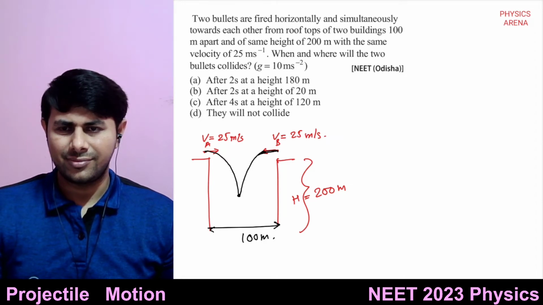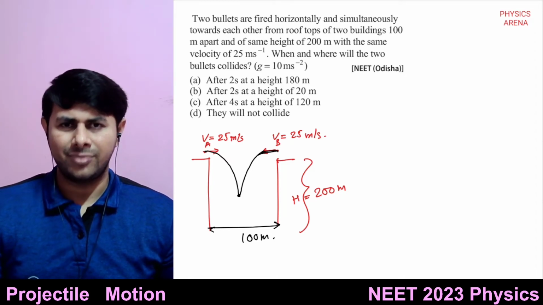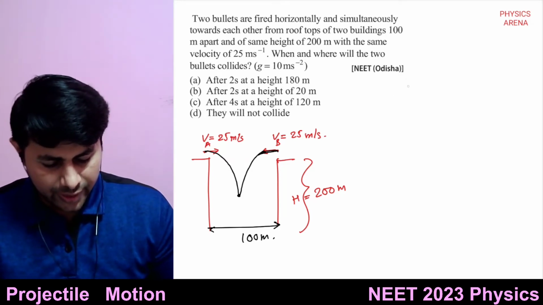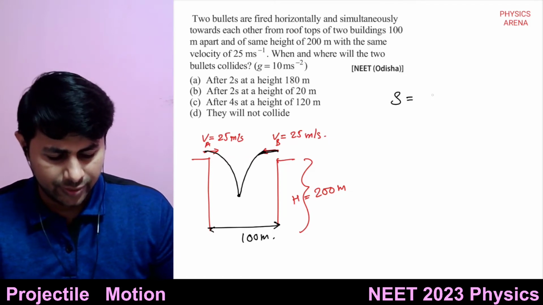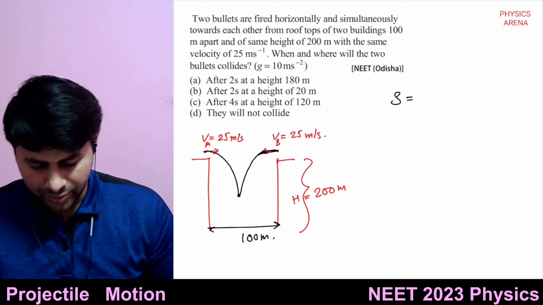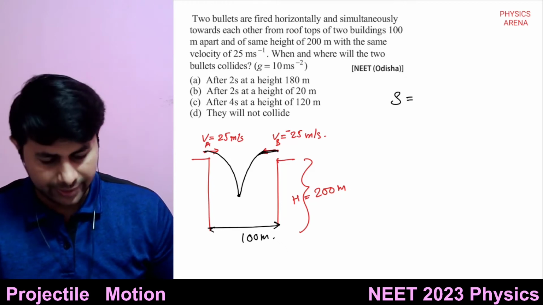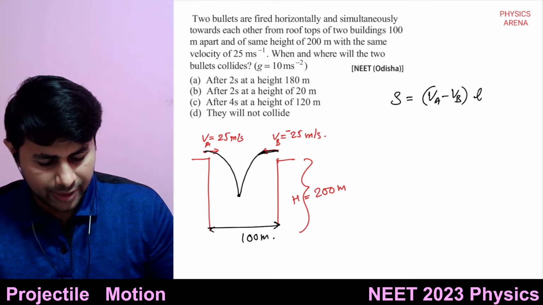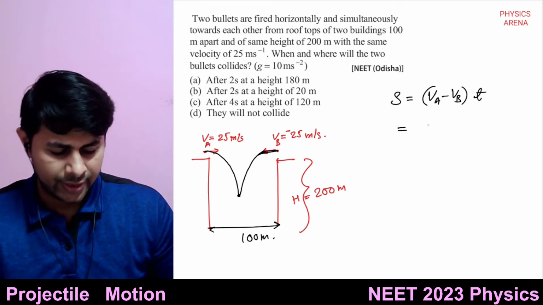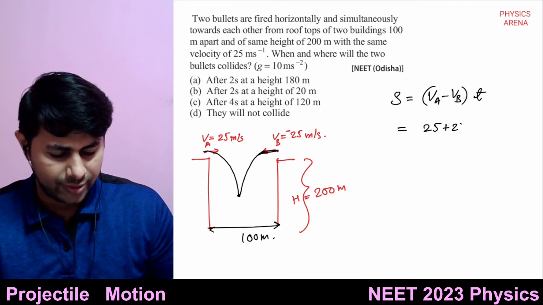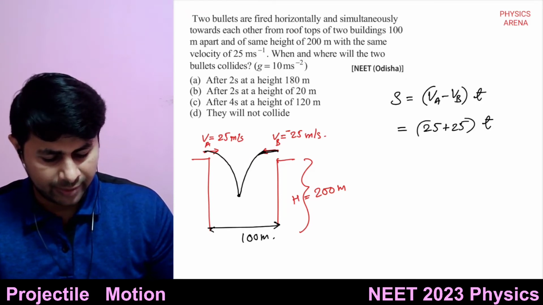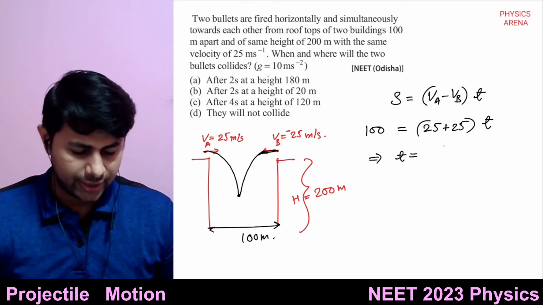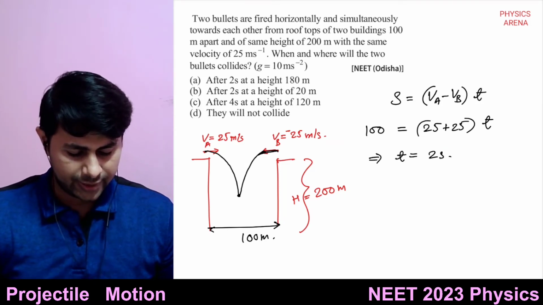Both are coming towards each other, no? So, see, S is equal to, now VA would be positive, VB would be negative because it's moving towards left. Okay, so it is VA minus VB multiplied by T. And it is 25 minus 25, that is 50 multiplied by T. This is 100, so T equals 100 divided by 50, 2 seconds.